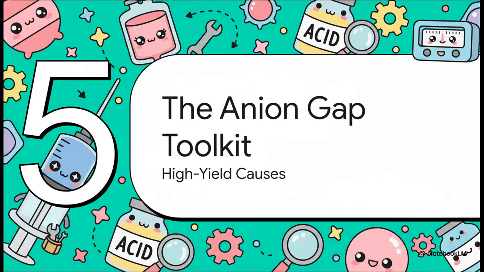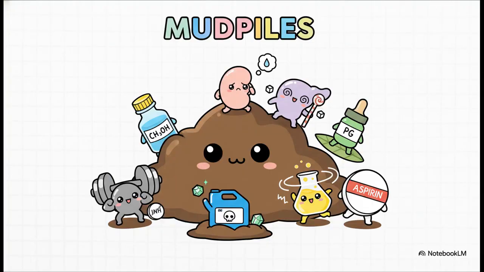Okay, now that we've seen it in action, let's give you a quick toolkit to use. When you see a high anion gap, what are the common culprits you should be thinking about? Well, the classic mnemonic, and it's a classic for a reason, is MUDPILS. This is your go-to list. It covers everything from toxins like methanol and ethylene glycol to really common emergencies like diabetic ketoacidosis and lactic acidosis. It is an incredibly useful way to build your differential diagnosis in a hurry.